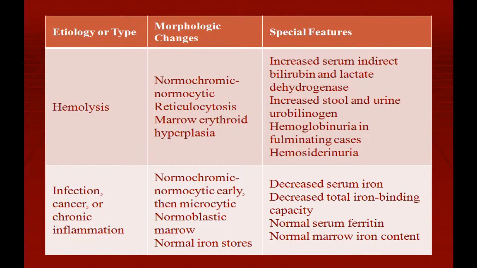So, as I said, there are some anemias due to chronic diseases, like different chronic infections or severe infections, maybe acute, due to cancer, and due to some chronic inflammatory process in organism. So, these kinds of anemias more often are normochromic and normocytic. Later it can become microcytic. More often there is normoblastic response of bone marrow and normal iron indexes, iron stores. Additional investigation will show us that patients with chronic diseases and anemia have decreased serum iron, decreased total iron binding capacity, and mostly normal serum ferritin and normal marrow iron content.